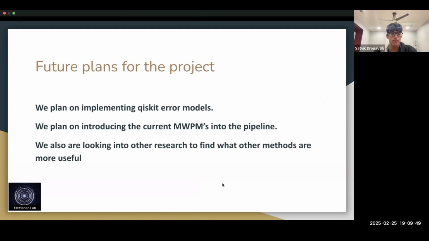So we have some future plans for the project, which includes implementing Qiskit error models now. We also plan on introducing the current MWPMs into the pipeline. And additionally, we're looking into other research to find what other methods are useful to mitigate quantum errors.